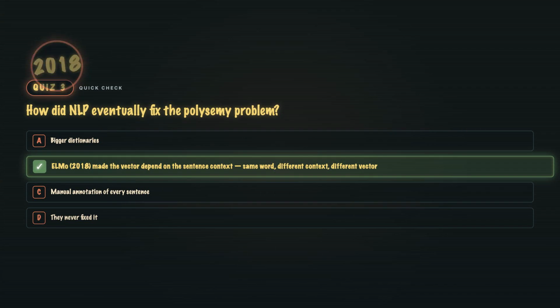B. ELMo. Peters et al. 2018 at Allen AI. Before ELMo, bank had one vector no matter what. After ELMo, bank in riverbank and bank in central bank get different vectors. Context in, vector out. That single move broke the polysemy blur and set up the transformer era. Next video walks it in detail.